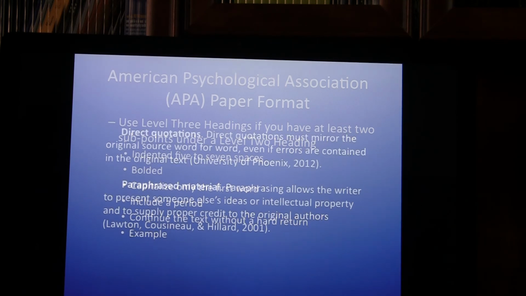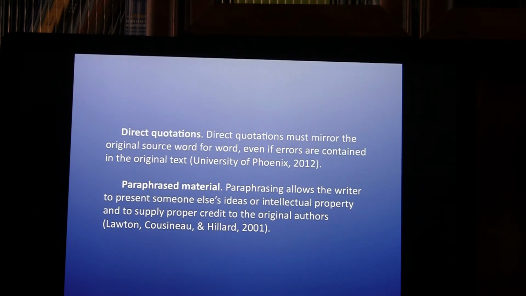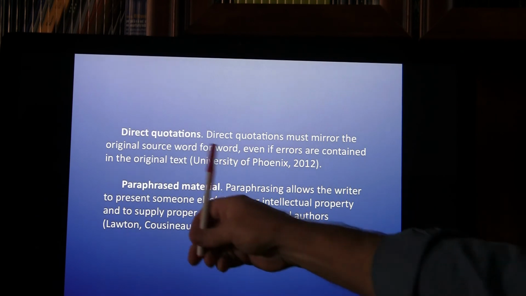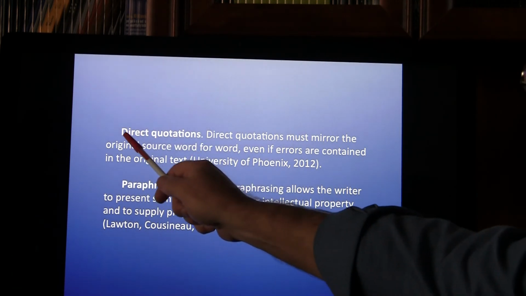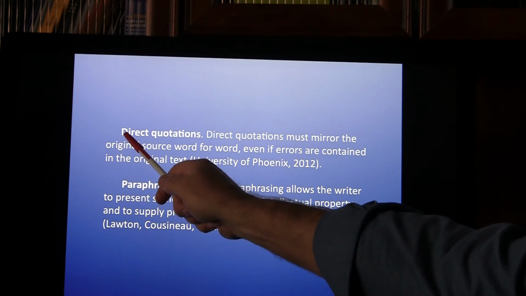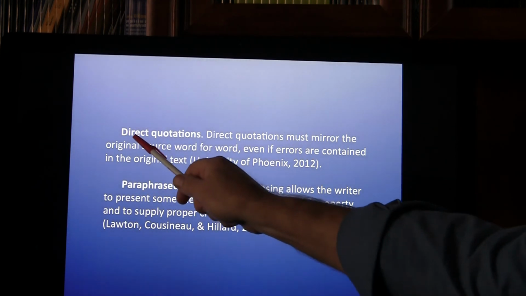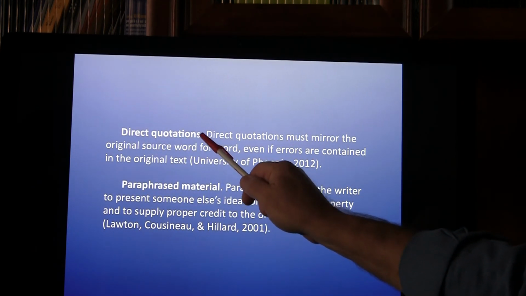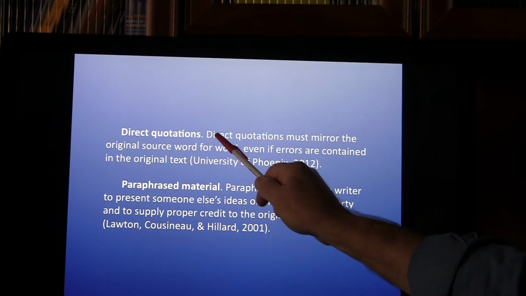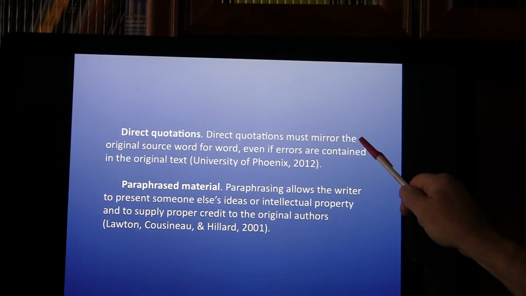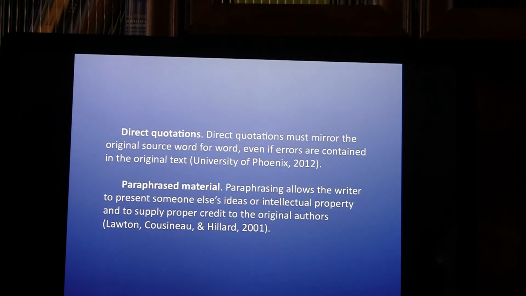For example, here are 2 level 3 headings. You'll notice that they're bold, only the first letter of the first word is capitalized, and they're indented 5 to 7 spaces. So this one reads direct quotations with a period. There is no hard return. You begin immediately with your definition or what you want to discuss. Okay? The same thing with the second one. And again, you have to have at least 2 level 3 headings under the level 2 heading. Otherwise, you will not use the heading at all. You just go right straight into your narrative.